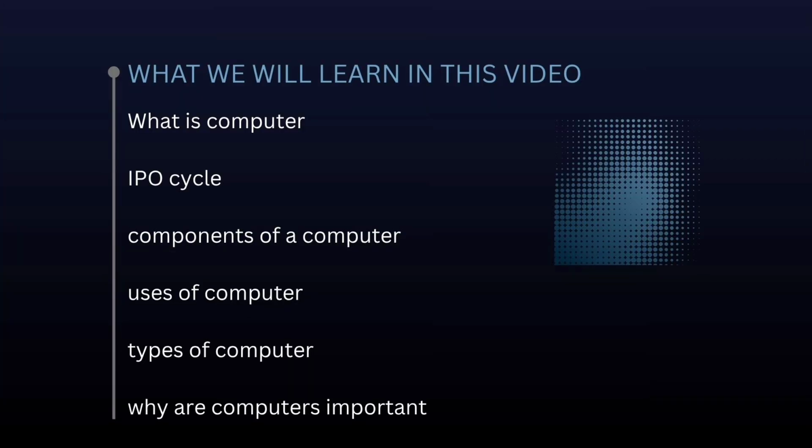Before we begin, let's take a quick look at the topics we will cover in this video. First, we will understand what a computer is. Then we will learn about the IPO cycle, which explains how a computer works. After that, we will discuss the components of a computer and understand the role of each component. Next, we will explore the various applications of computers in different fields. We will also learn about the different types of computers available today. Then we will discuss the characteristics of a computer and finally understand why computers are important in our daily lives. Let's begin with the basic definition of a computer.